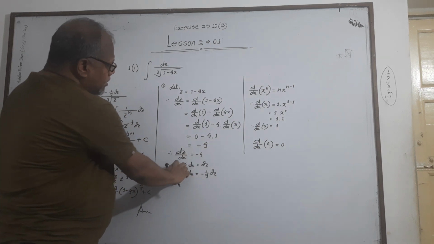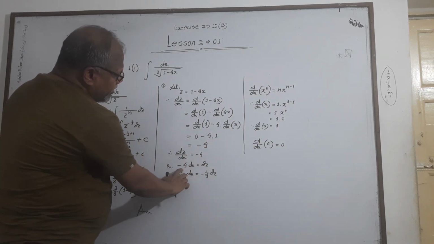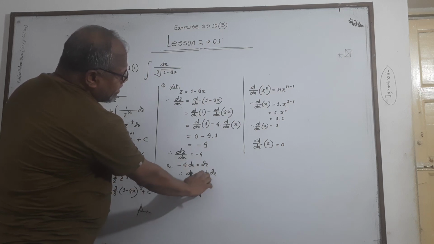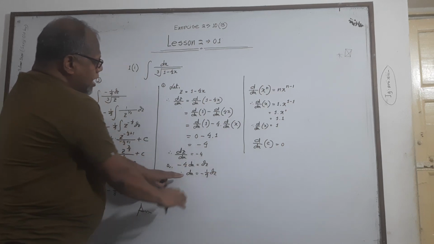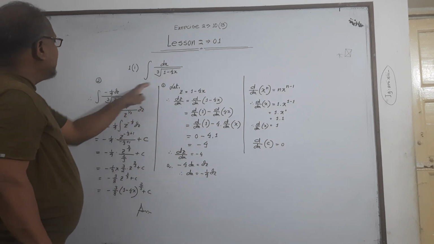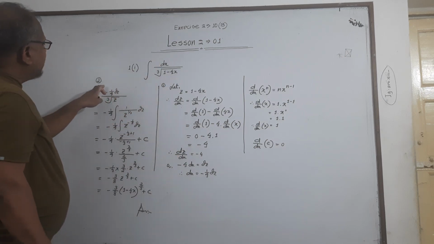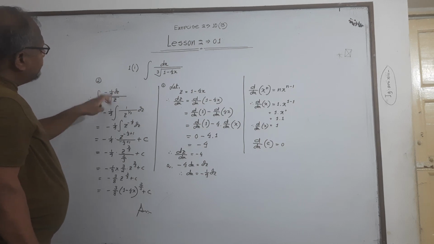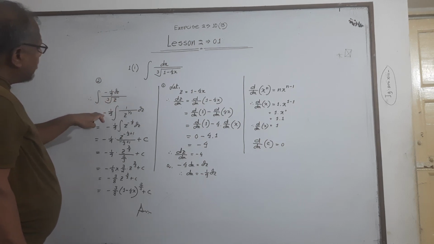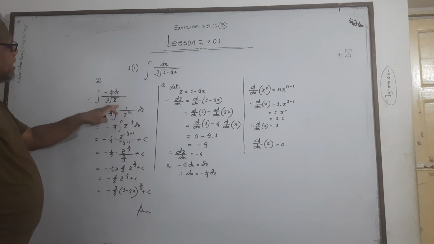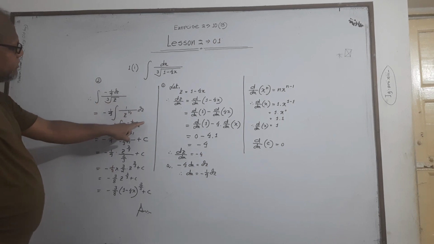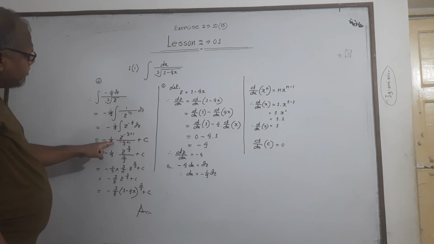So minus 4, I can cross multiply: minus 4 dx is equal to dz. Therefore dx is equal to minus 1 by 4 of dz. Now I put the value of dx here. Instead of dx, I put minus 1 by 4 dz, integration of minus 1 by 4 dz cube root over z. That is minus 1 by 4 and 1 by z to the power 1 by 3 dz, minus 1 by 4 z to the power minus 1 by 3 dz.